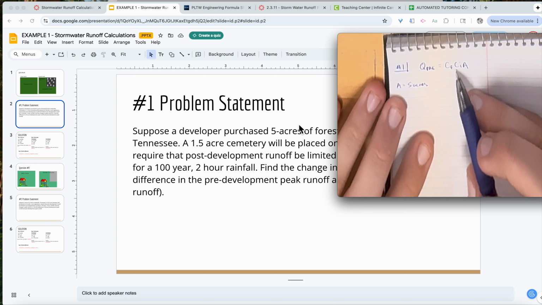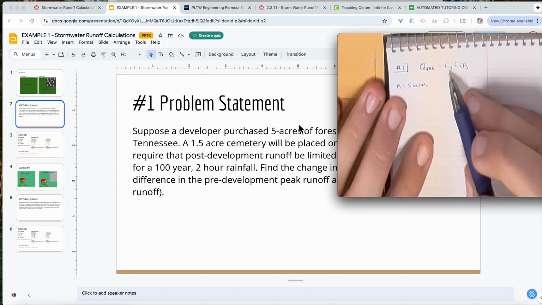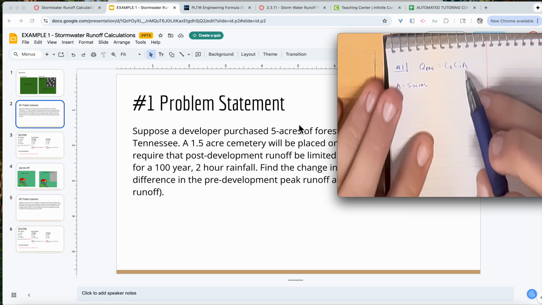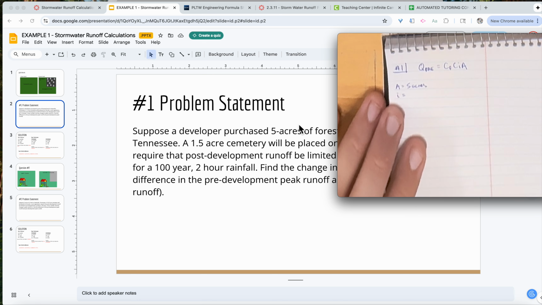Now C is dependent on our surface type. i is dependent on the magnitude of the storm, right? That's the intensity. And then Cf is also dependent on the magnitude. Since we already wrote down A, let's work our way back. So let's find i next.